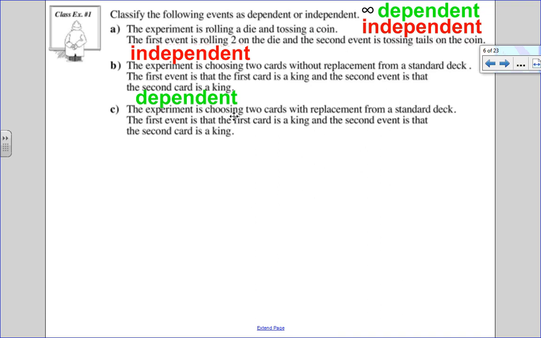C. The experiment is choosing 2 cards with replacement from a standard deck. The first event is that the first card is a king. The second event is that the second card is a king. Because that card goes back into the deck, these are independent events. The chance of me picking the second king does not depend on the first card because it goes back into the deck.